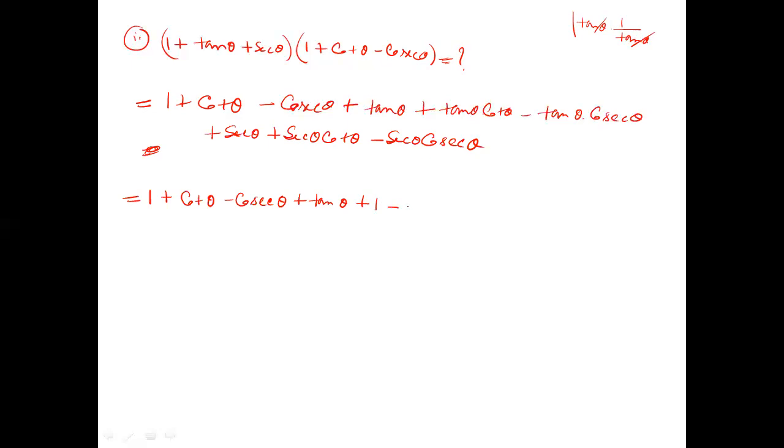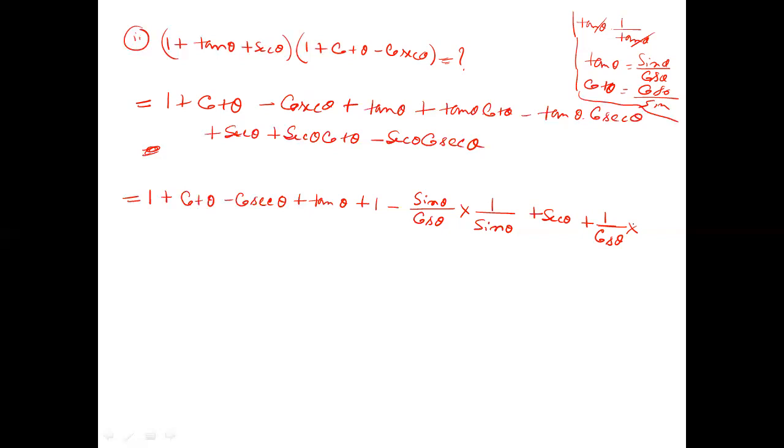So it will be 1 minus. Now tan theta, we can write as the ratio of sin theta and cos theta, into cosec theta, which we can write as the reverse of sin theta. Yes or no? Then sec theta we can write as 1 by cos theta. Be careful. And cot theta: if tan theta is the ratio of sin theta by cos theta, then cot theta will be the ratio of cos theta by sin theta. Yes or no? So in case of cot theta, here we can write cos theta.